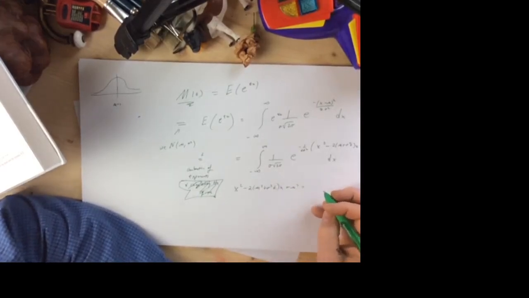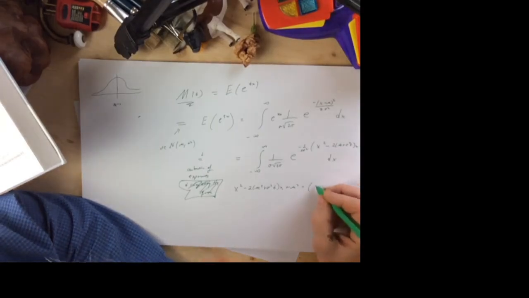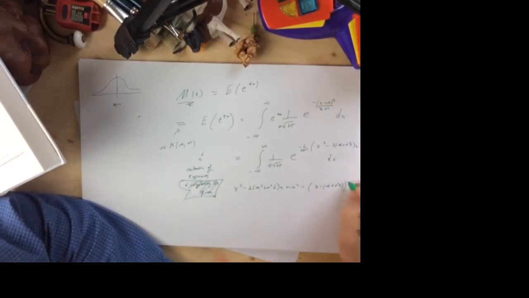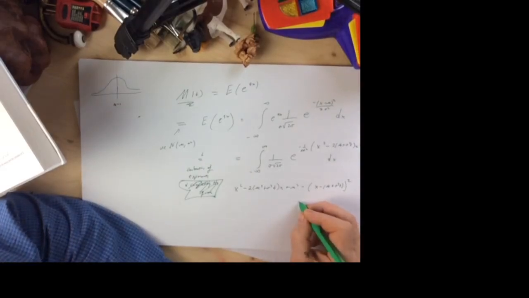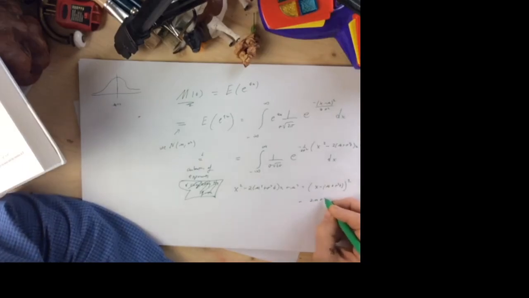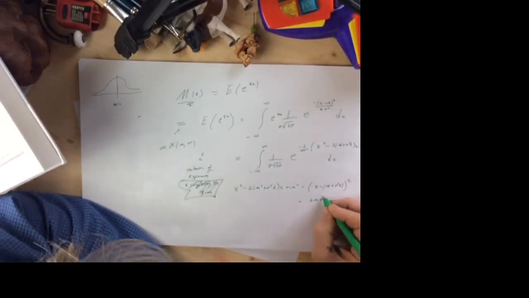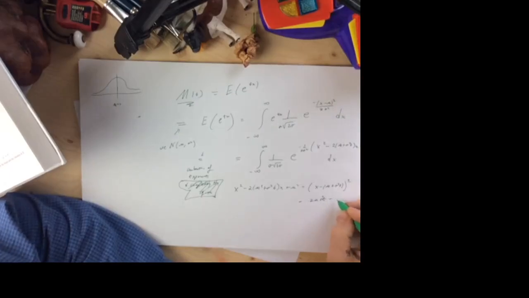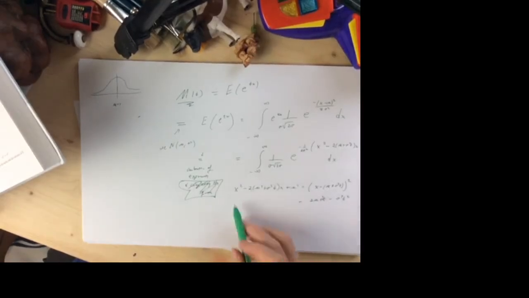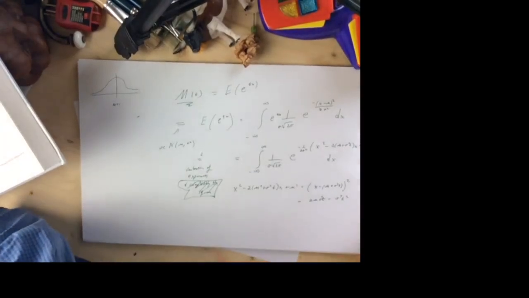When you complete the square, all right, let's get this right. X minus mu plus sigma squared t, quantity squared, minus, and now we need the adjusted parameters, 2 mu sigma t, it's a mu squared sigma t minus sigma to the 4th t squared. So after doing all of this work, we can create this completed squared monstrosity.